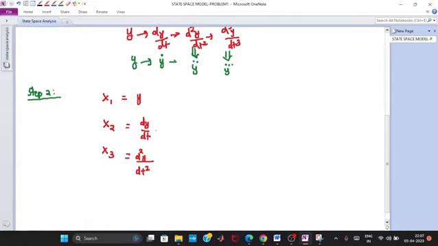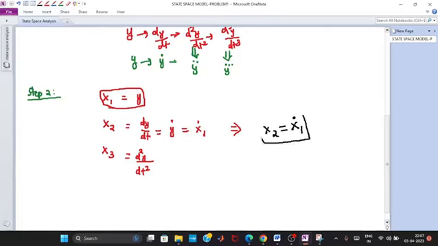I have already told you dy by dt is nothing but y dash, so I can keep it as y dash. Since y equal to x1, you can put it as x1 dash also, right? So what conclusion can we make from this? We can conclude that x2 is simply equal to x1 dash. So this is the first equation, right?